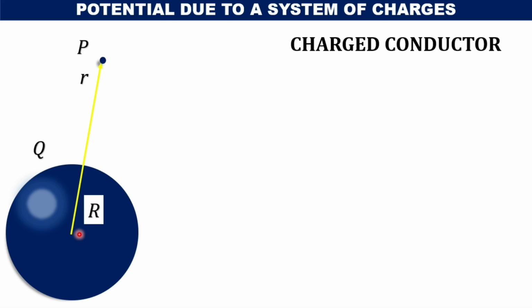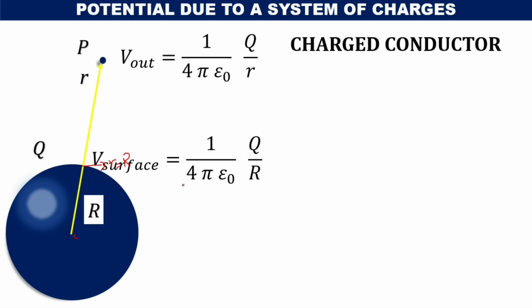If we consider the potential at exterior point P, then according to the Gauss theorem, when we assume the sphere to be a point charge at its center, the potential is represented as V out. That means the potential at an outside point is equal to 1 by 4 pi epsilon naught into Q by r. As we move towards the sphere, the distance small r decreases. Therefore, there is an increase in the potential. The potential at the surface will be 1 by 4 pi epsilon naught into Q by R.